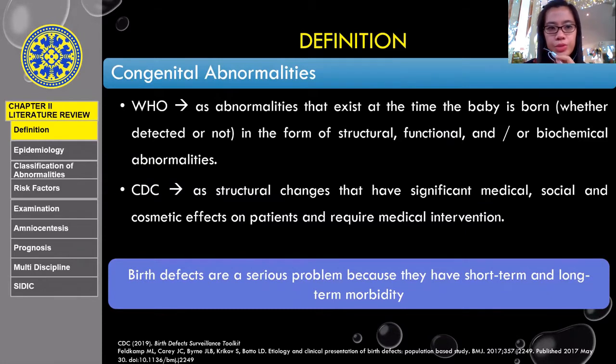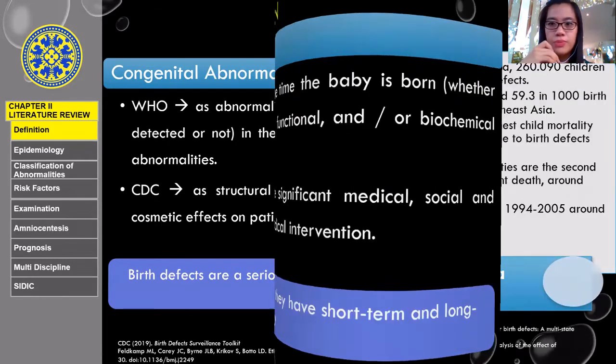We will go to chapter 2, which is the literature review. Congenital abnormalities are present at the time the baby is born, whether detected or not, in the form of structural, functional, and or biochemical abnormalities. As the CDC mentioned, they are structural changes that have significant medical, social, and cosmetic effects on the patient and require medical intervention. Birth defects are a serious problem because they have short-term and long-term morbidity.